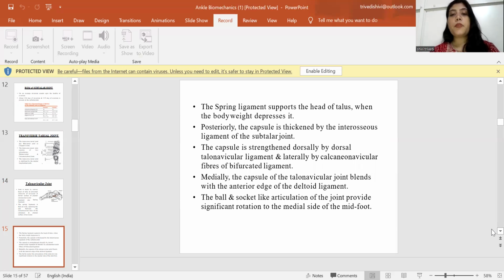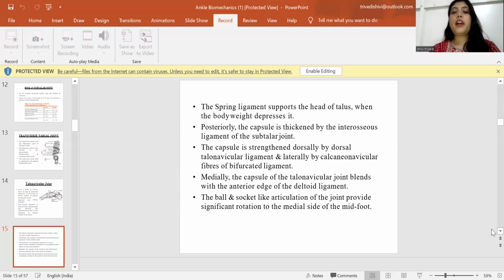Posteriorly, the capsule is thickened by the interosseous ligament of the subtalar joint. The capsule is extended dorsally by the talonavicular ligament and laterally by the calcaneonavicular fibers of the bifurcate ligament. Medially, the capsule of the talonavicular joint blends with the anterior edge of the deltoid ligament.